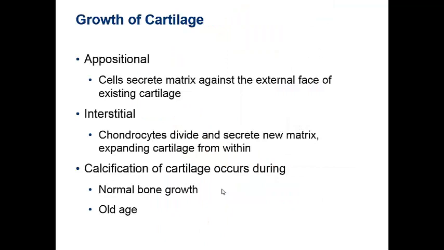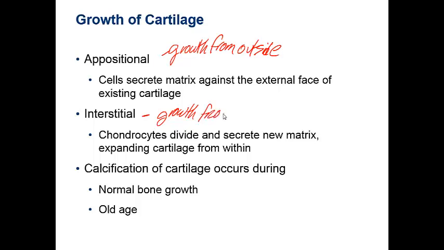Now, the growth of cartilage. The first type of growth is called appositional growth, and this term actually means growth from outside. In this case, the cartilage cells are going to secrete new matrix against the external face of the existing cartilage. There's also interstitial growth, which is termed growth from the inside. In this case, lacunae-bound chondrocytes divide and secrete new matrix, expanding the cartilage from within.